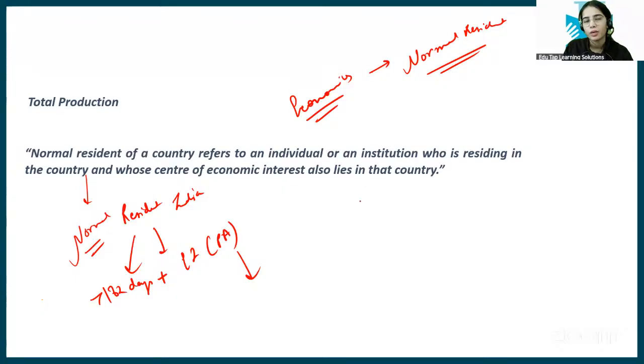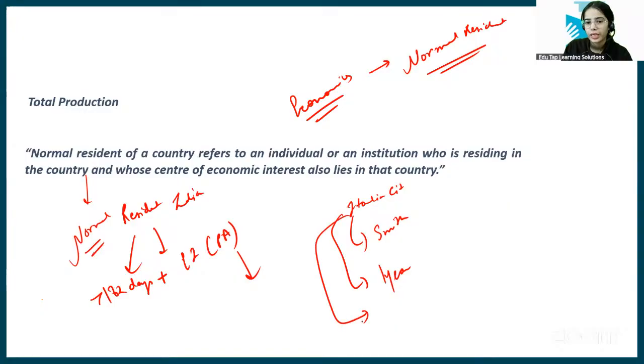Let's say we are talking about an Italian citizen. Let's say Smith is living in India for 1 year, and he is working in an Indian college in India. So can we say Smith is a normal resident of India, even though Smith does not have Indian citizenship? Yes, because Smith is residing in India for more than 182 days. Always keep this in mind: more than 182 days, economic interest and production activity in India.